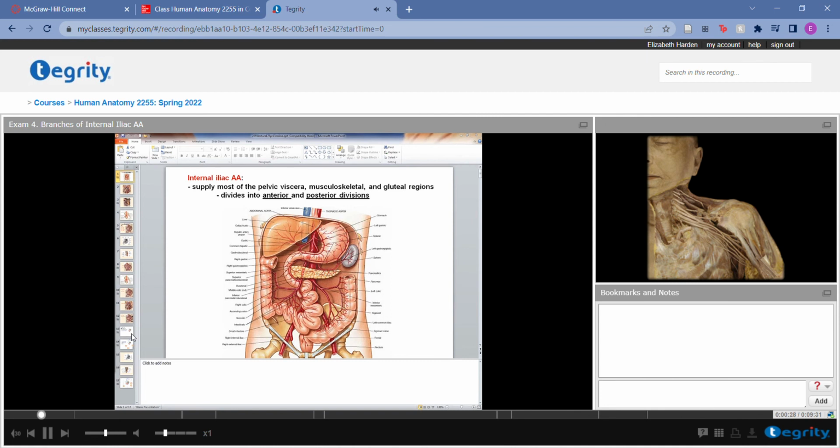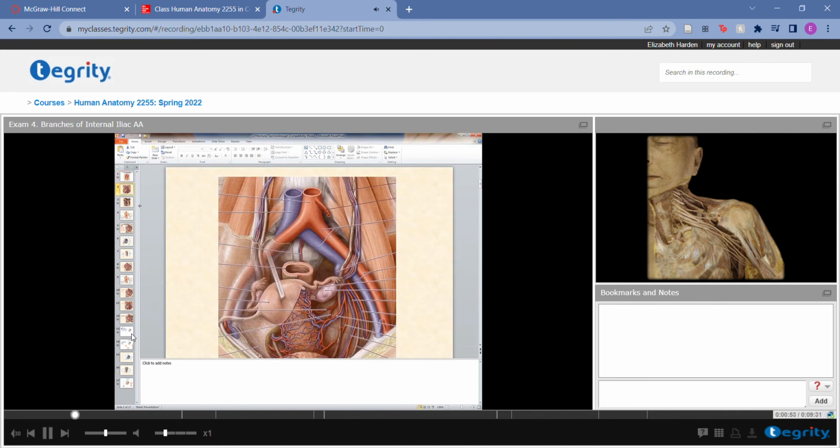So I believe you have this slide, the internal iliac slide, and how it supplies most of the pelvic viscera, musculoskeletal, gluteal regions. It divides into anterior and posterior divisions, and that's how we're going to divide it here. Now, these aren't named necessarily divisions. You wouldn't ever say something comes off the anterior internal iliac artery, but we do it for organizational purposes, okay? So hopefully that will help you guys out as we go through this. So let's look here at some generalities first, and we can see that we have our aorta here, and how it branches into left and right common iliacs, and of course that is going to branch right in this area into my external iliac and my internal iliac.